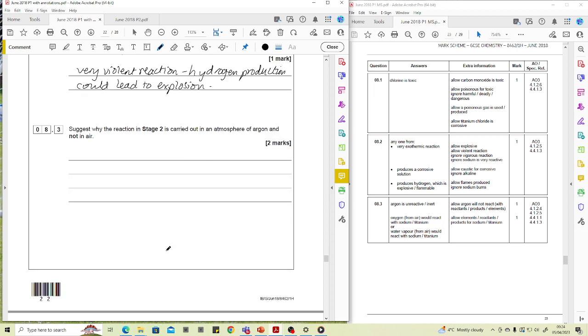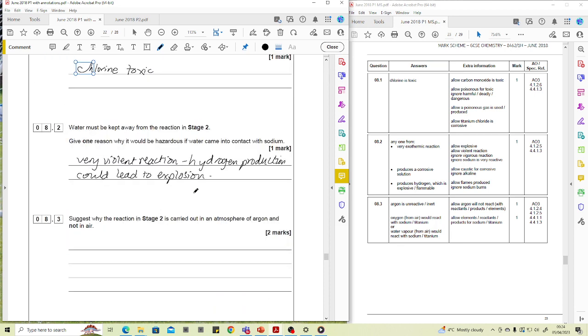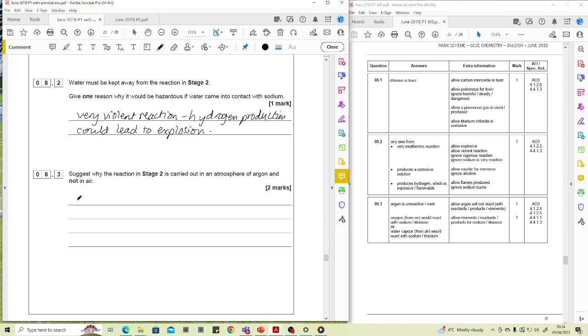8.3, why the reaction in stage 2 is carried out in an atmosphere of argon and not in air. So let's have a look. If you react anything with this in air, it would be the titanium, and it would probably go back to forming titanium dioxide again. So we just need to talk about having an inert atmosphere, because if we're talking about the noble gases, then we're just going to use the word inert. So argon is inert, and it prevents oxidation of sodium or titanium.